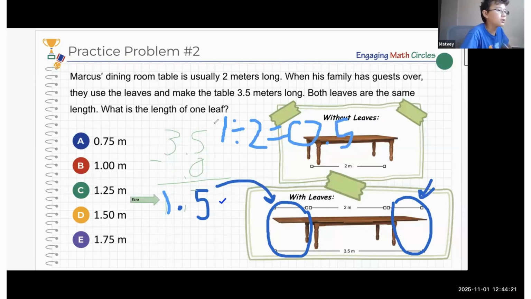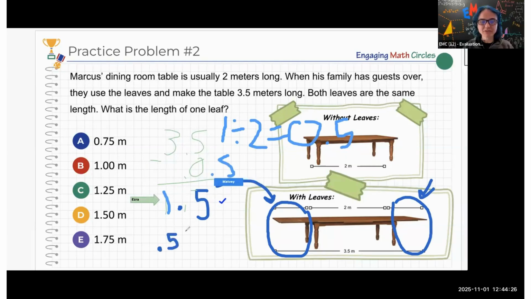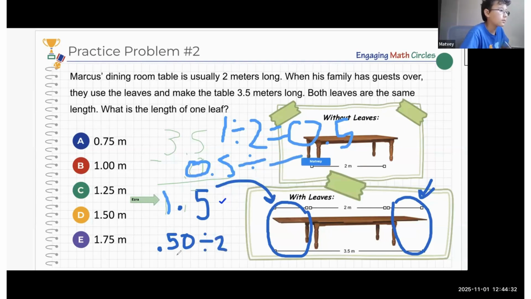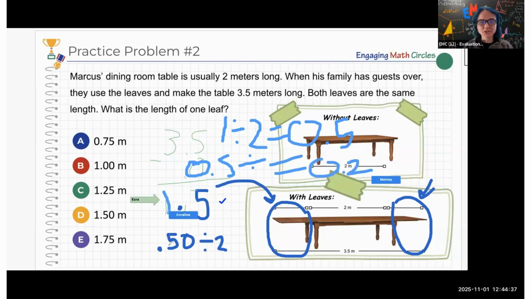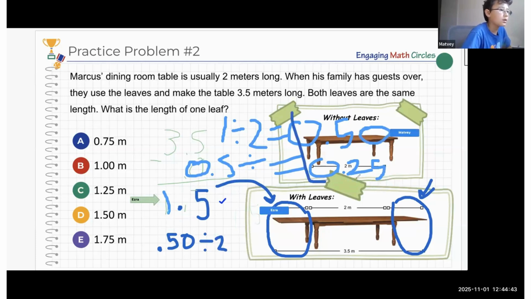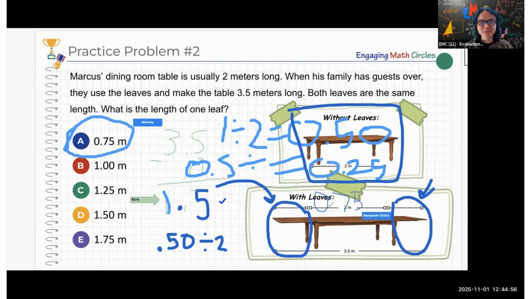So a half, you can think of 0.5 as 0.50, and then it's easy to divide it by 2. What's 50 divided by 2? So if we add this together, it will be 0.75. And thank you to each one who is helping here.